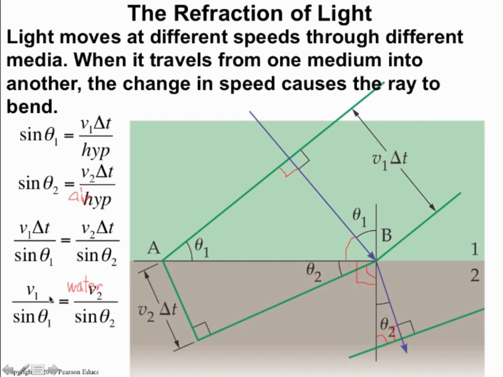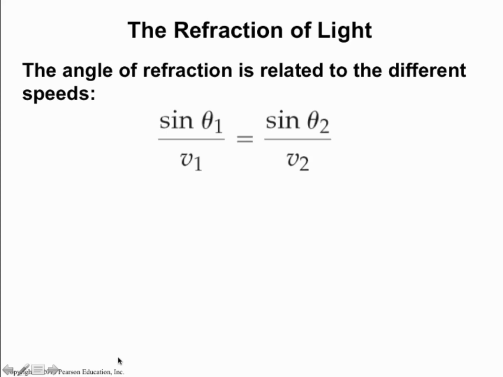And this makes sense. I know that V1 is big and V2 is small if we compare them to each other. I can see that theta 1 is big and theta 2 is small if we compare them to each other. And so it stands to reason, if you want to think about it this way, just looking at this equation down here, big over sine big equals small over sine small. So the equation makes some sense in that way too. Now we can finally write the angle of refraction is related to the different speeds in this way. Sine theta 1 over V1 equals sine theta 2 over V2. It's just a rewriting of what we just said.